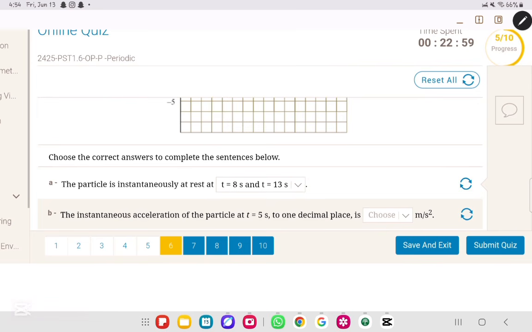Now, the instantaneous acceleration of the particle at time 5 seconds to 1 decimal place. So how do we find the instantaneous acceleration? Remember, we're dealing with instantaneous and not average. So to deal with the instantaneous acceleration, we will need to find the slope of the tangent.